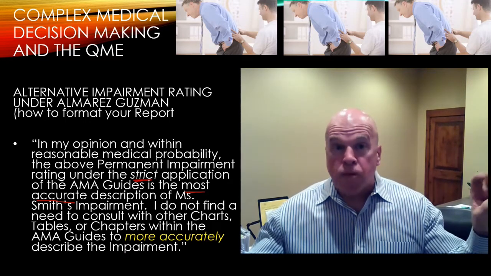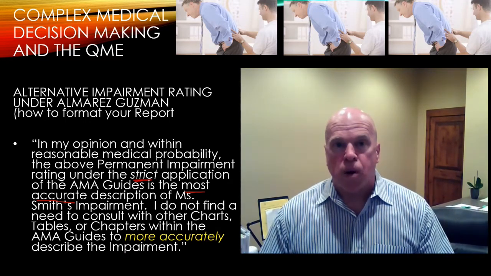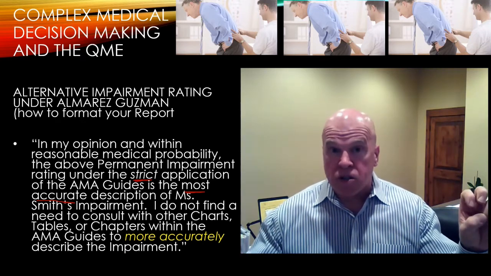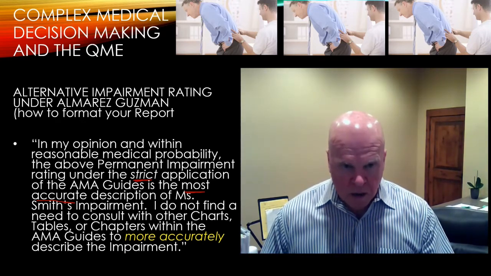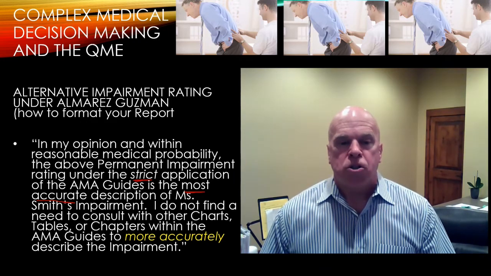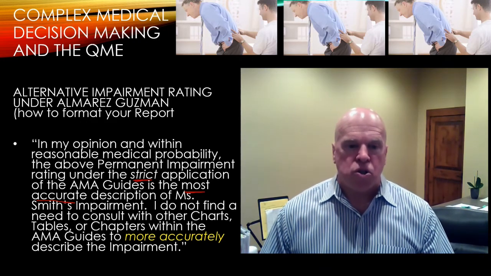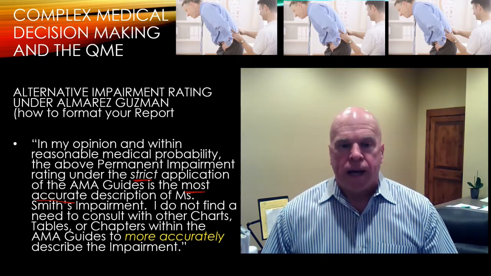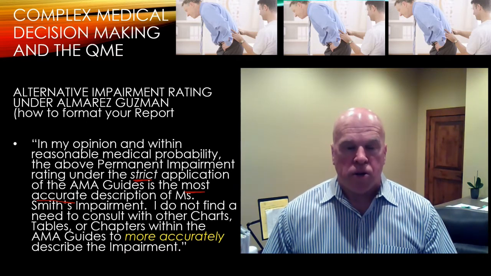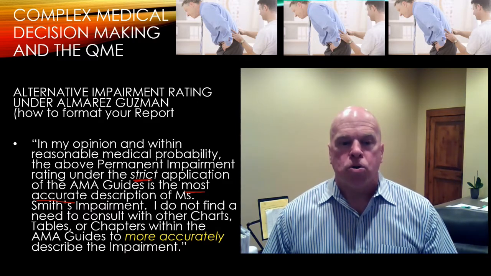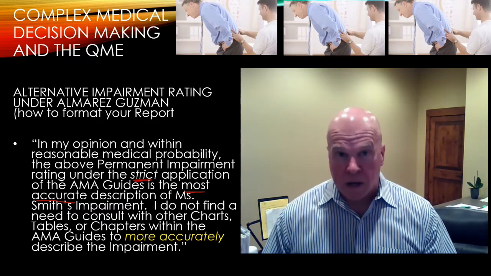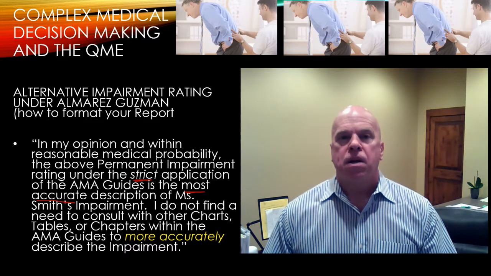And it's a key phrase in assigning your permanent impairment percentages. Key phrase is the most accurate percentage. So put most accurate here in italics. Is the most accurate description of Mrs. Smith's impairments. I do not find a need to consult with other charts, chapters, or tables within the four corners of the AMA guides to more accurately describe the impairment.